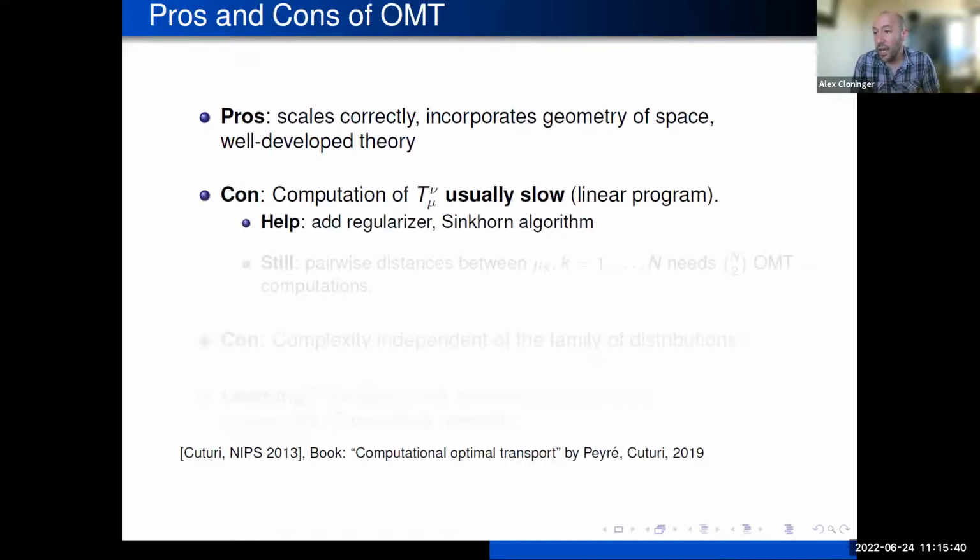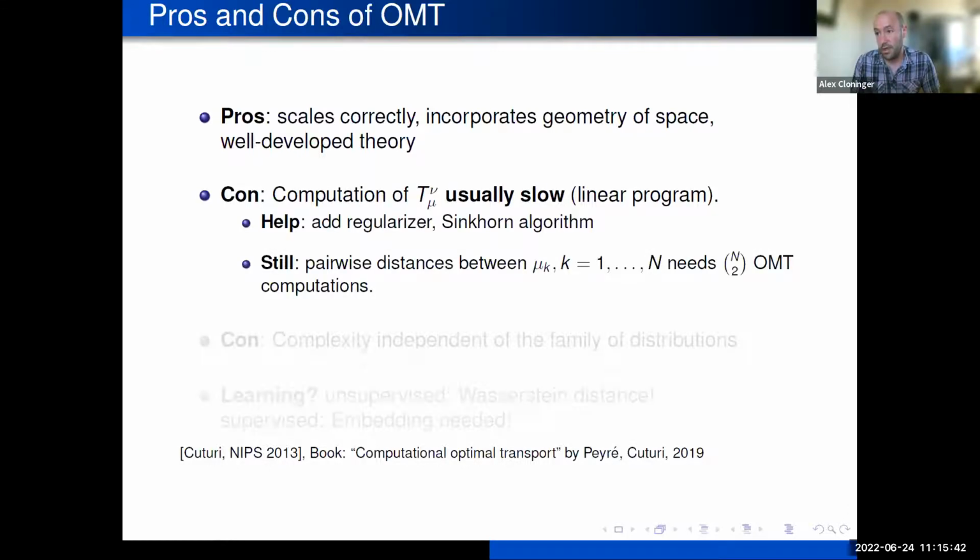The con is that this is incredibly slow to compute. You have to solve a linear program every time you try to compute an optimal transport between two distributions. So let's think back to that problem I was just saying, which is that I have a bunch of distributions. Well, if I wanted to compute all pairwise distances, that would require me to do n choose 2 optimal transport computations. That is completely intractable.